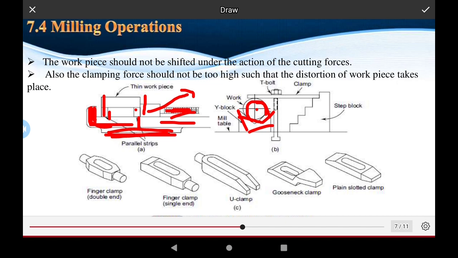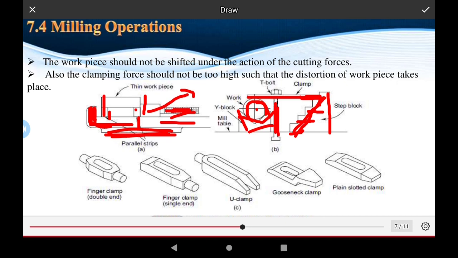Suppose there is a step block: first step, second step, third step, and fourth step. The step block is used to support the clamp. This block is the support for the clamp, and this is the T bolt.